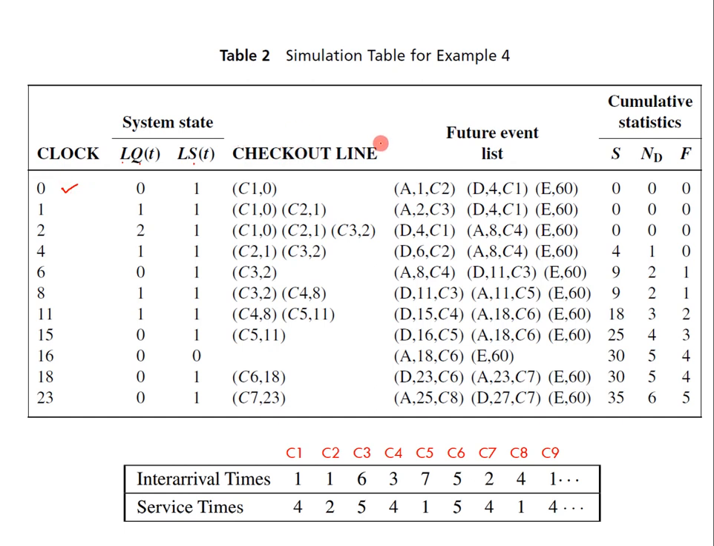And then we have the checkout line. Remember, this is a set, meaning it shows the customers at the checkout line, at the server and also in the waiting line, ordered according to the arrival time. This is the future event list. It contains the event notices, meaning events that will occur in the future. And then this is the cumulative statistics.